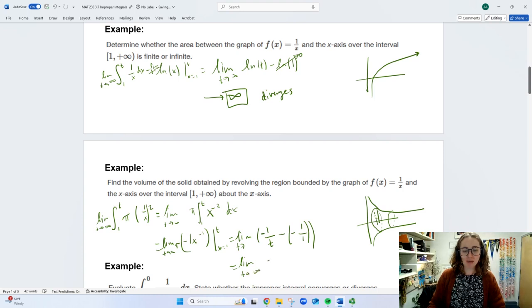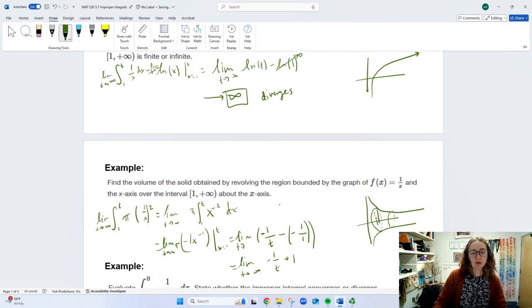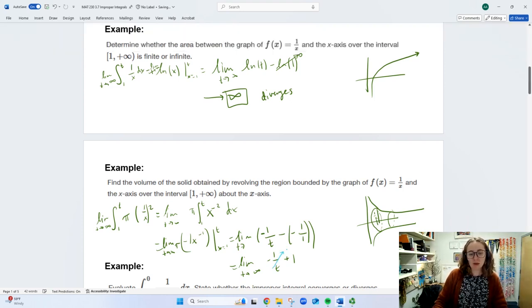And this actually reduces down to something kind of interesting. So as t gets bigger and bigger and bigger, this 1 over t, I'm actually going to be dividing by a bigger number. So 1 over a million or 1 over a trillion. This is going to be approaching 0. So if I look at my limit as t approaches infinity, I have 1 over a huge, huge, huge number that approaches 0. This is actually just going to approach 1.